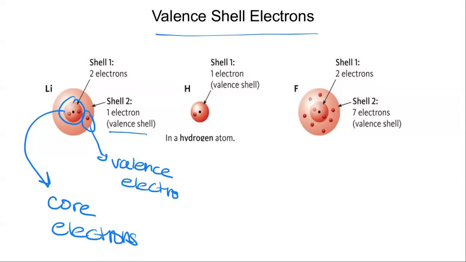If I asked you how many electrons are in your core, how many core electrons do you have? You would say, okay, I have 2 electrons. And then in my second principal shell, 1, 2, 3, 4, 5, 6, I have 7 valence electrons. Those are the electrons that are on the outside, and they're going to be the action makers.